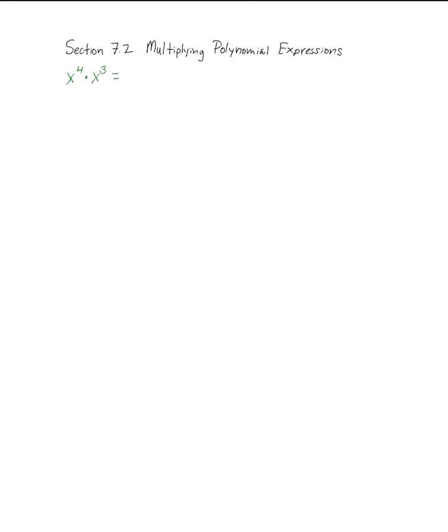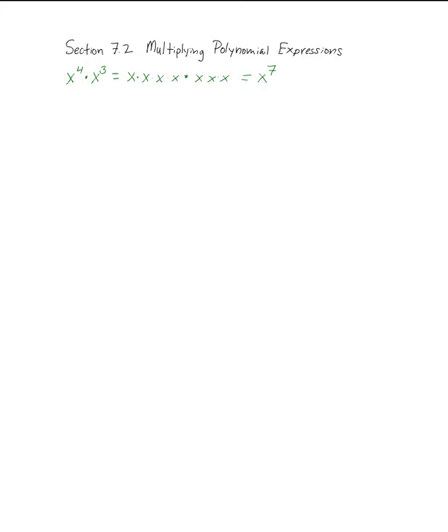Well, here's what happens. X to the fourth means x times x times x times x, and then I multiply by x cubed, that's x times x times x. Notice what I have. Altogether I have 7 x's, that's x to the 7th.